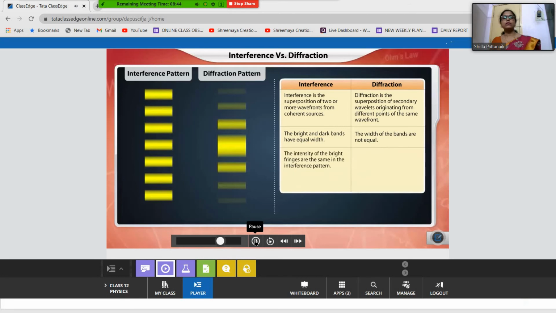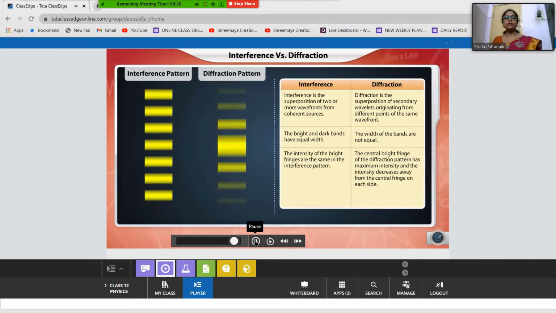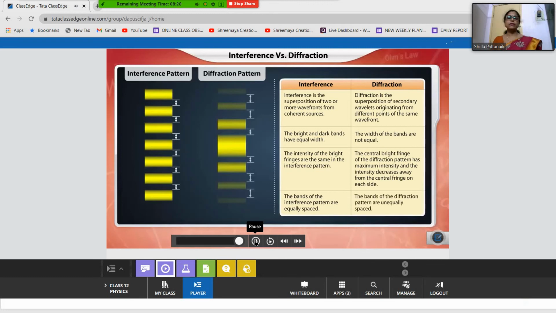The intensity of the bright fringes is the same in the interference pattern. The central bright fringe of the diffraction pattern has maximum intensity, and the intensity decreases away from the central fringe on each side. The bands of the interference pattern are equally spaced. The bands of the diffraction pattern are unequally spaced.